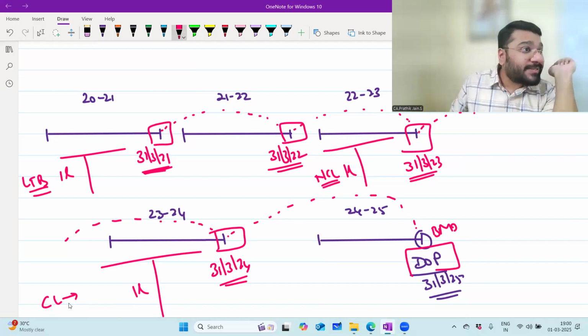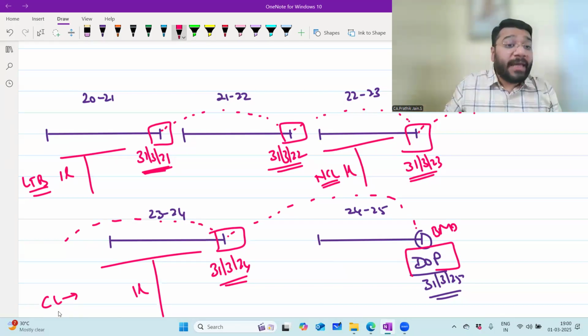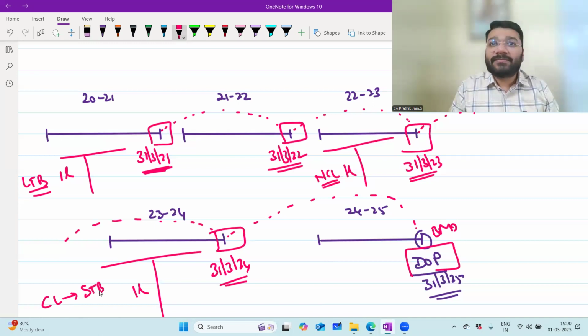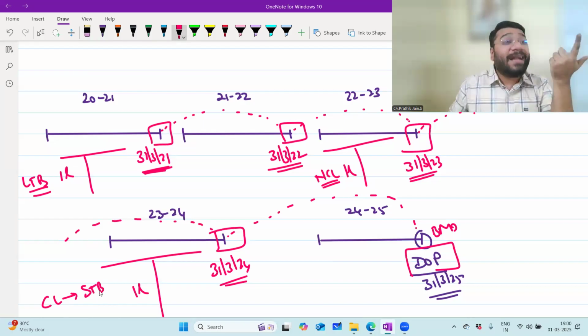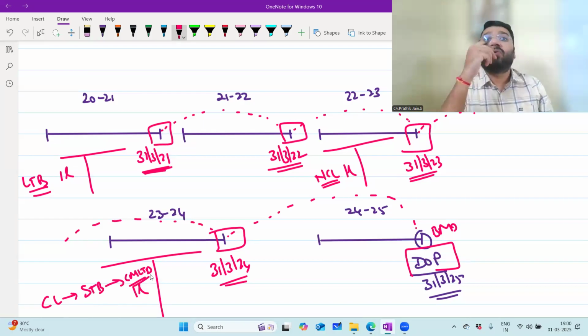Now the question is, under current liability there are so many options. Which option will you take? Short-term borrowing. Oh my God. Under short-term borrowing, which category? Current maturities of long-term debt.